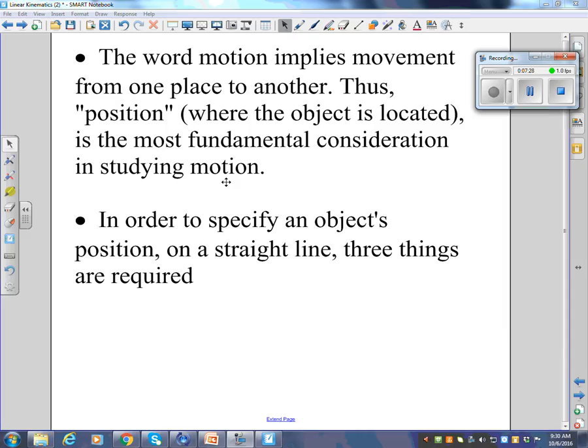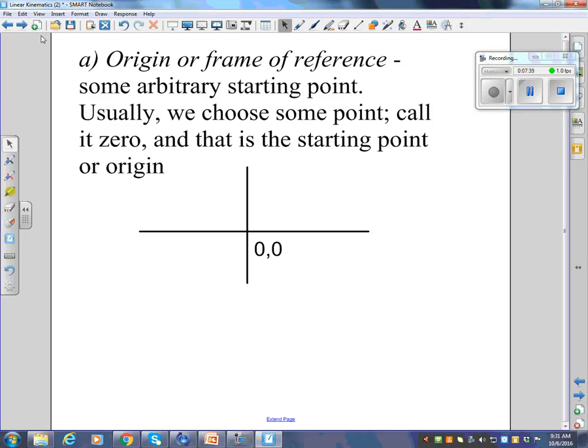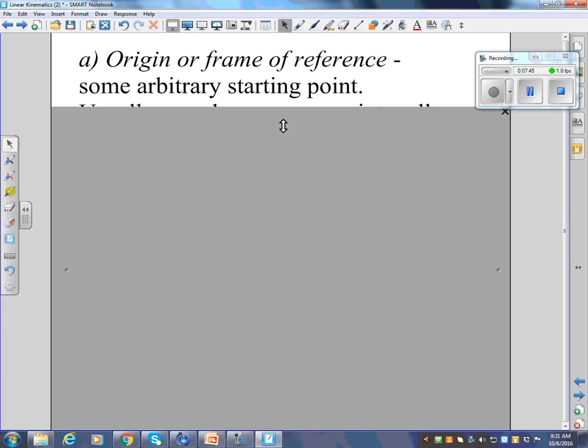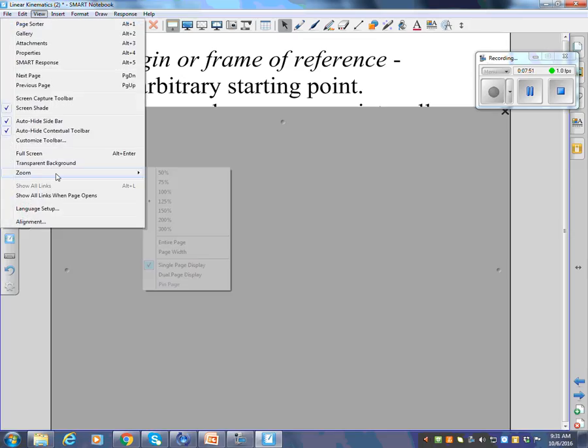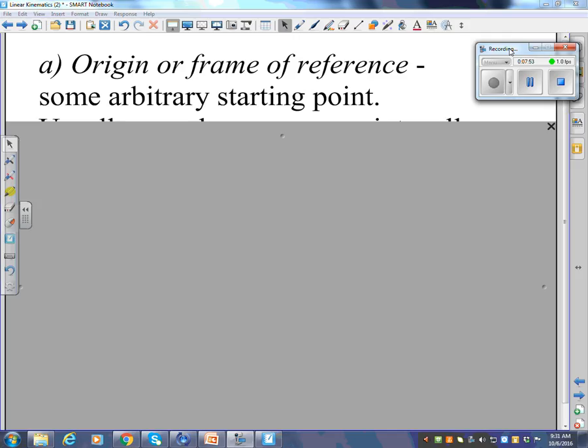And again, review from grade 10. In order to specify an object's position on a straight line, three things are required. They are an origin or frame of reference, which is some arbitrary starting point. To define a position, you have to have a frame of reference. You have to have an origin. You have to say someplace like 6 meters from where? You know how when we did the vectors and I said you draw the reference line? The reference line is your frame of reference. So it's some arbitrary starting point.